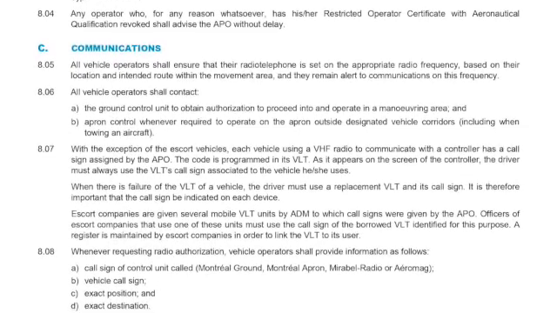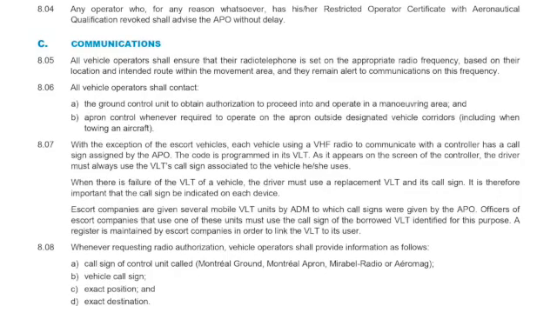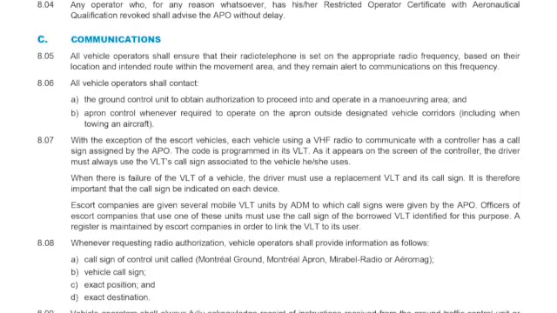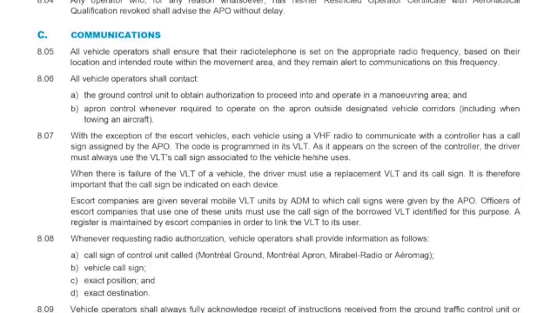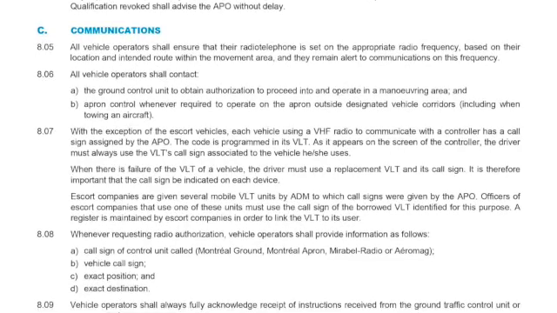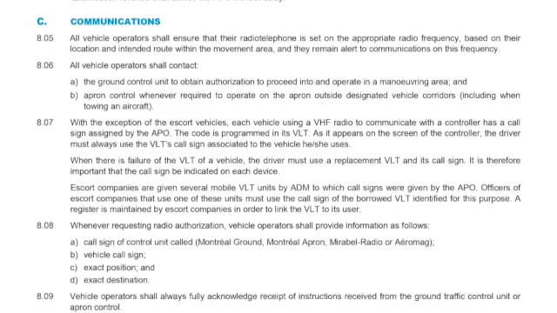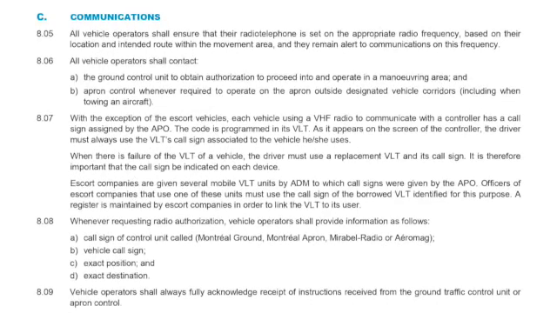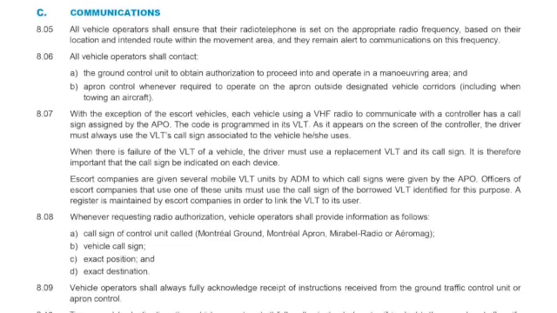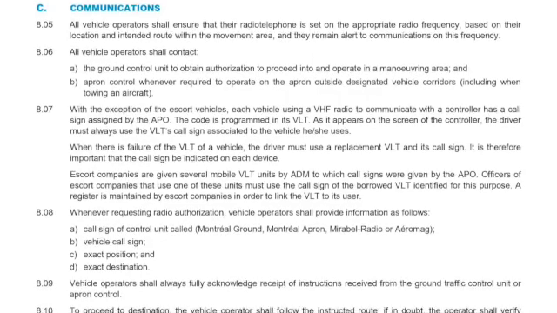Escort companies are given several mobile VLT units by ADM to which call signs were given by the APO. Officers of escort companies that use one of these units must use the call sign of the borrowed VLT identified for this purpose. A register is maintained by escort companies in order to link the VLT to its user.